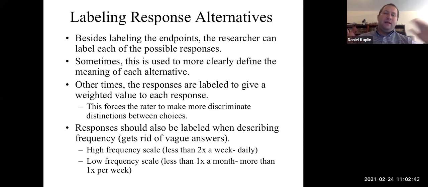All right. And then it allows you to get rid of vague answers, such as if a person was working out, how often do you work out? Well, if you're in a fitness program, you would have a high frequency scale where the lowest response might be less than 2 days a week, and the highest response would be daily. But if you're surveying the average person, not in some fitness program, you might have a low frequency scale for working out, which starts with less than 1 time a month to more than 1 time per week, where if you're not into fitness, working out more than 1 time a week is already good.